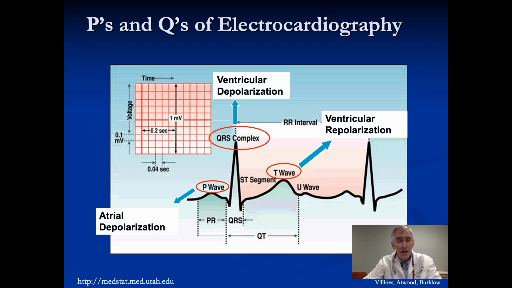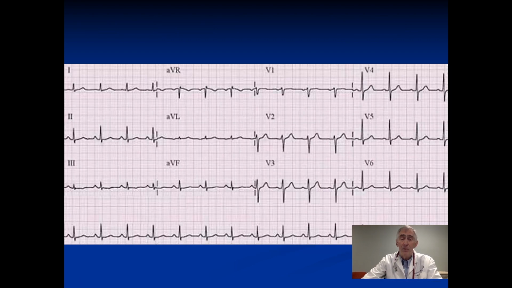The PR segment is a morphologic statement of the end of the P wave to the beginning of the QRS. And the ST segment is from the onset of the J point to the beginning of the T wave. And those all have morphologic importance and significance.